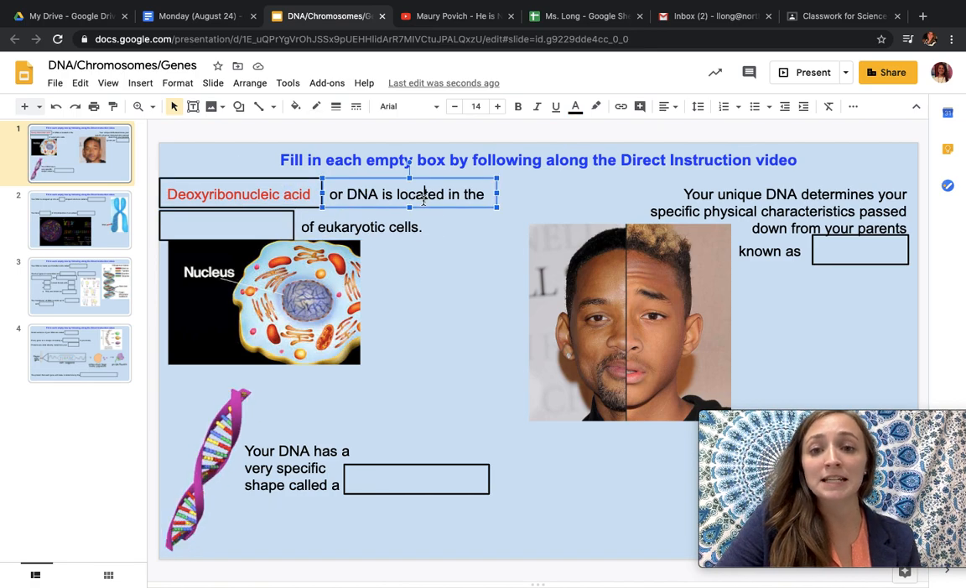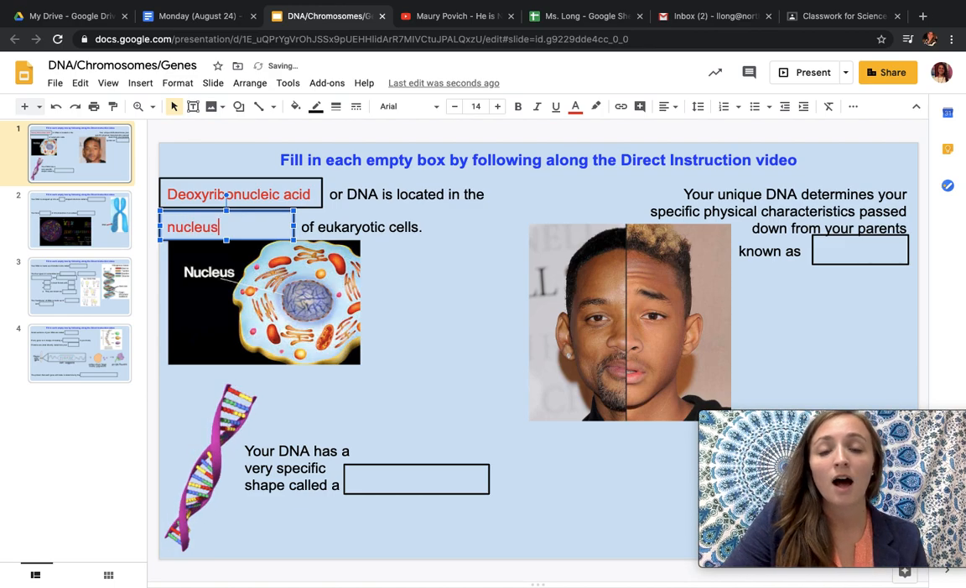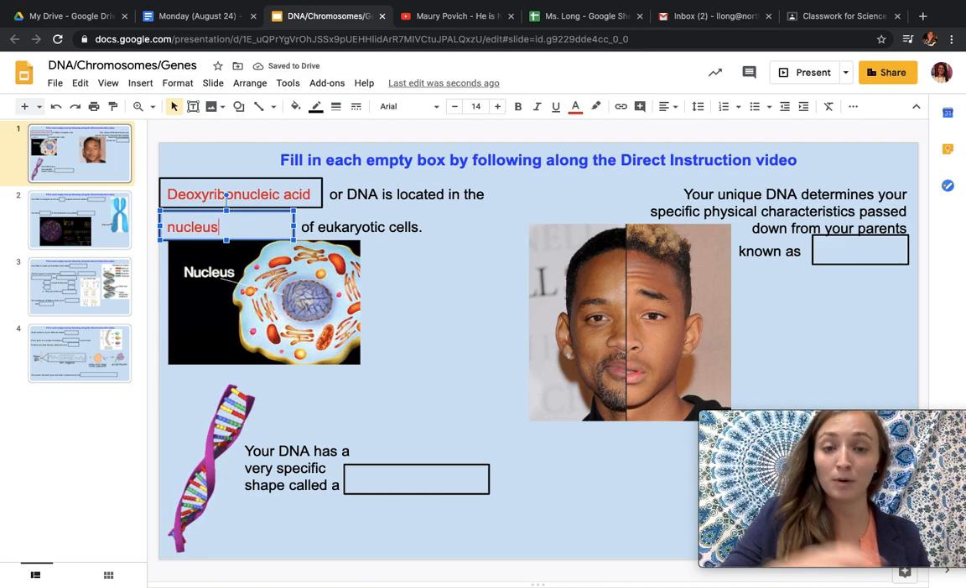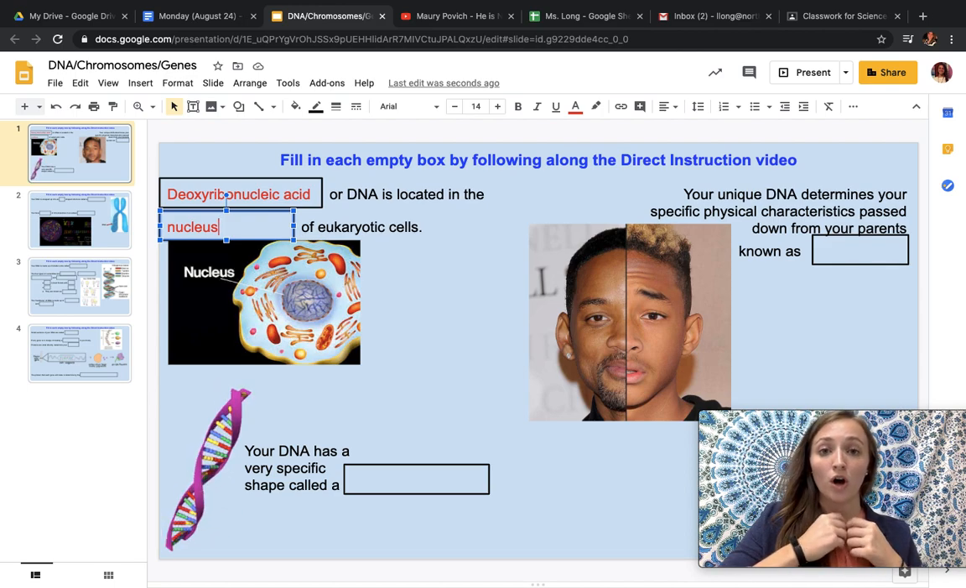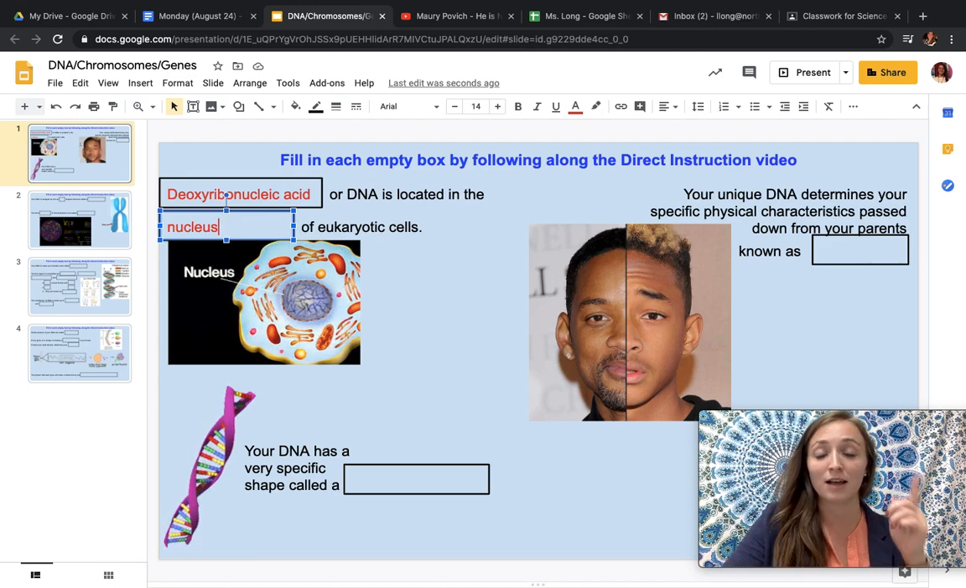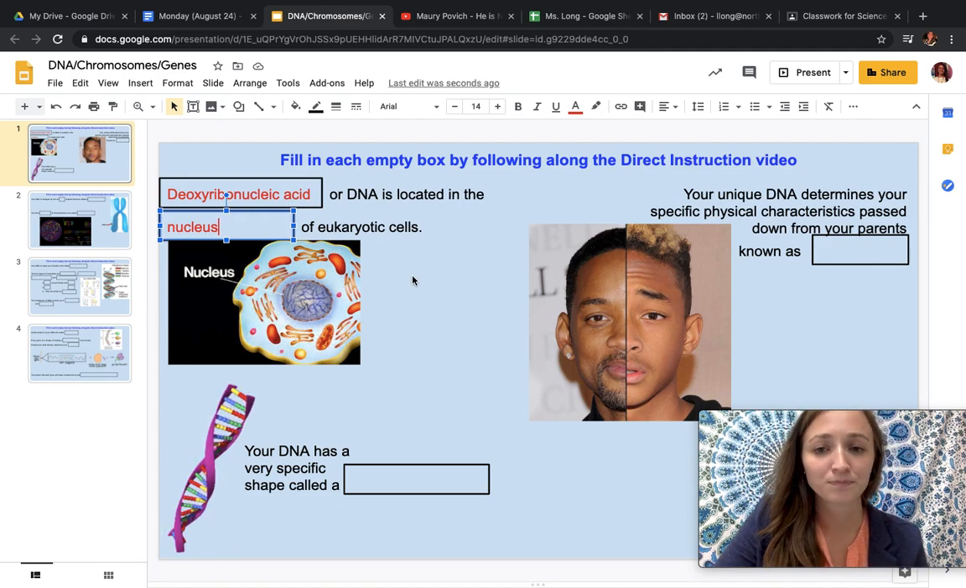So your DNA is located in the nucleus of eukaryotic cells. And remember, we have eukaryotic cells. So the nucleus holds all of your information. It's like the brain of the cell. That's the answer to your bell ringer, by the way.